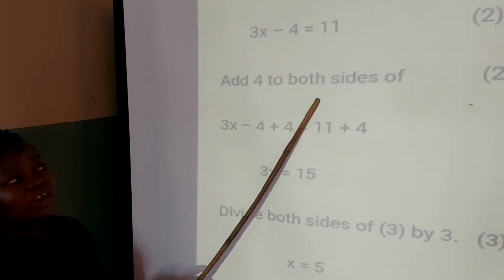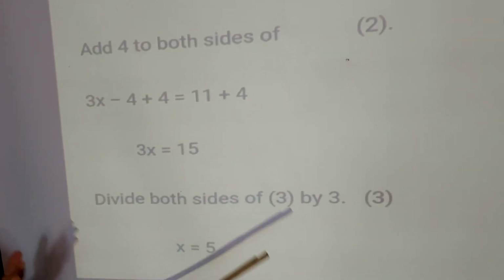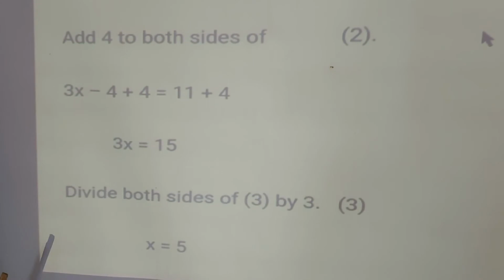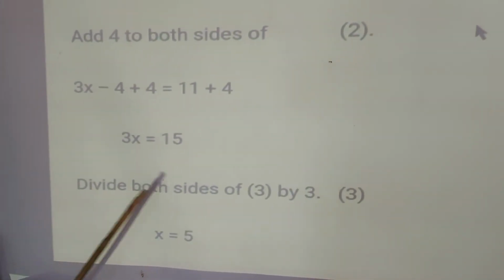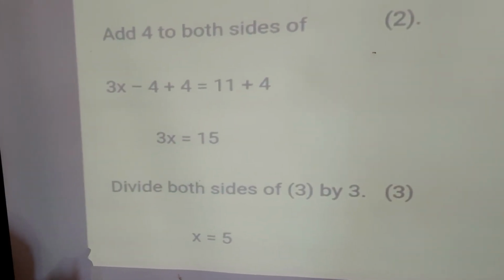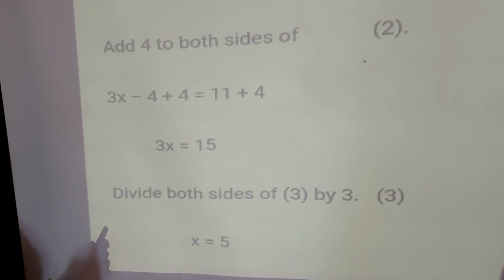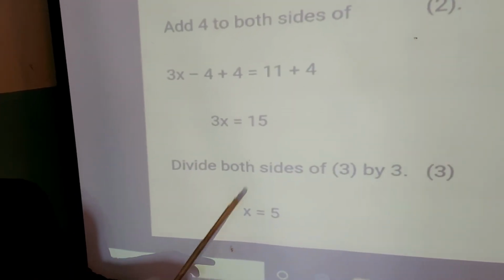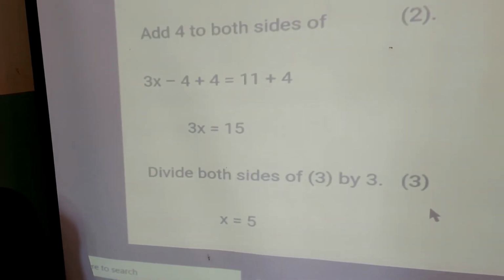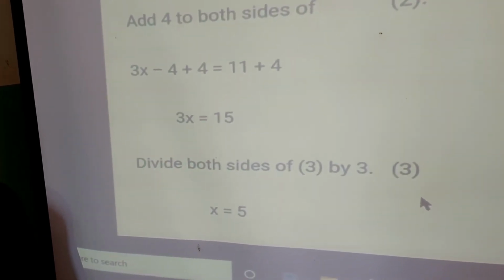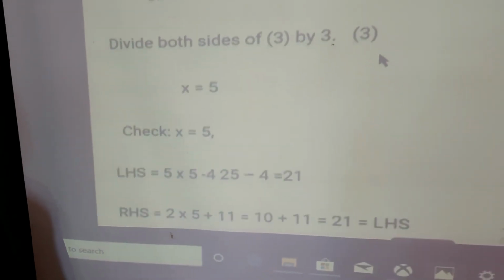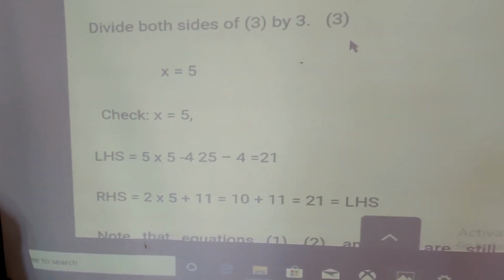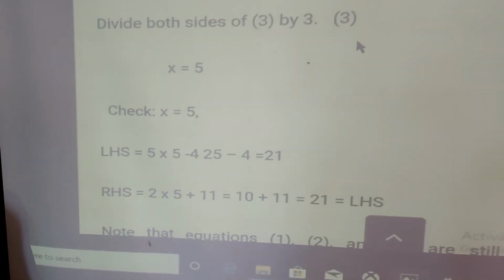We go ahead to add 4 to both sides of the equation, as we did in the balance method. That leaves us with 3x here, and 11 plus 4 is 15. Then we'll go ahead to divide both sides by 3. Dividing this by 3, we are left with x. Then 15 divided by 3 gives us 5. x equals 5 is the solution to that equation. You can always check: when x equals 5, the equation will be solved.